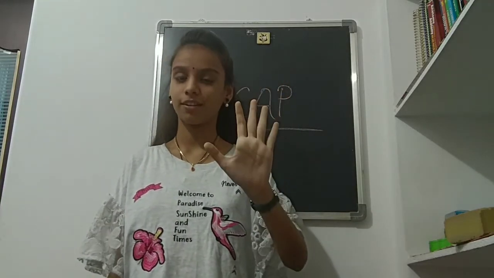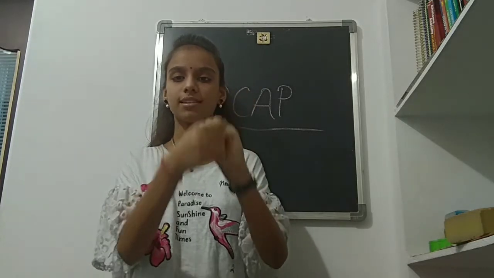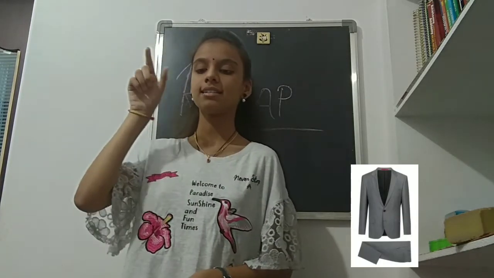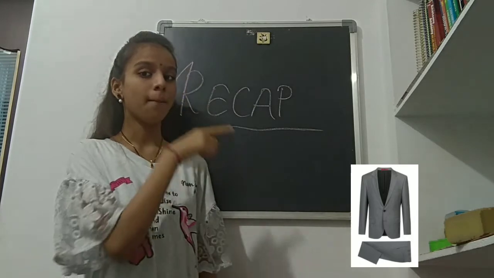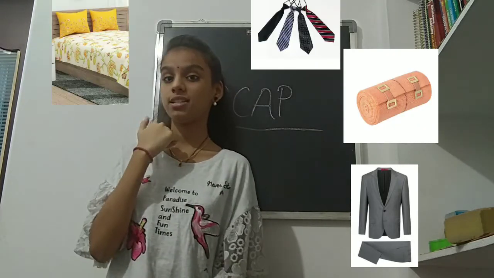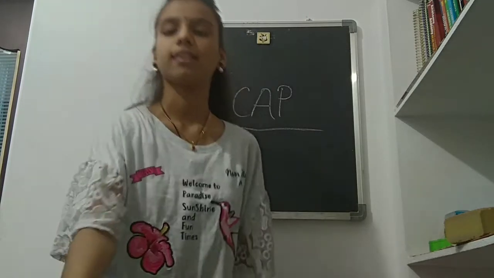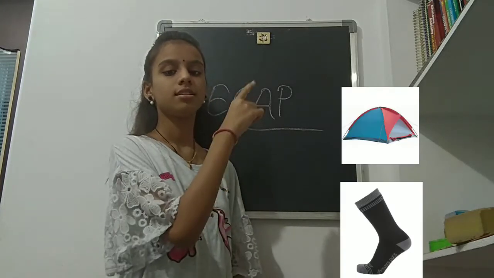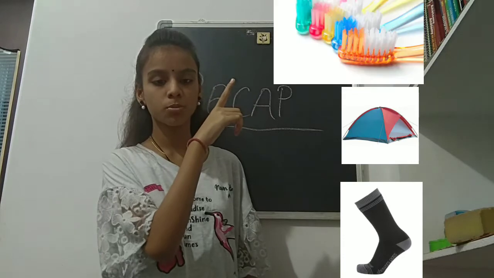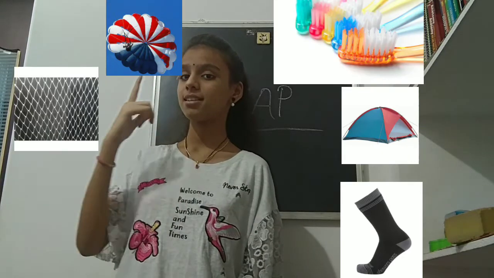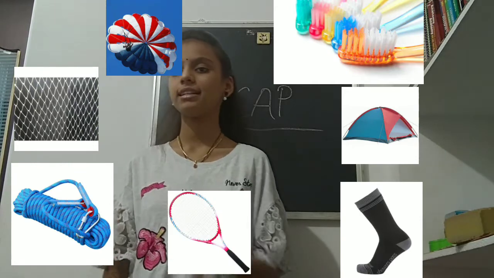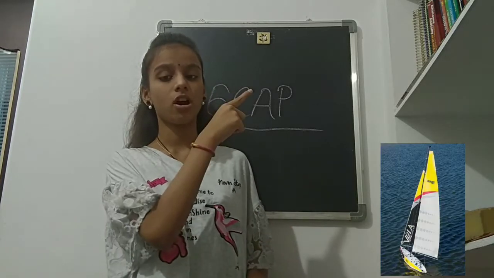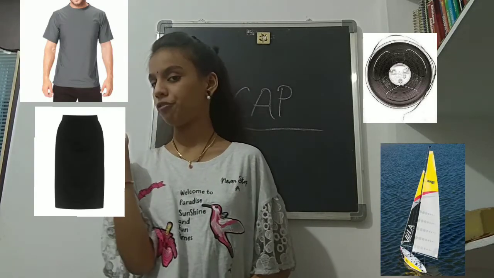Five types of synthetic fibers: rayon, nylon, polyester, acrylic, spandex. First, rayon. Examples of rayon are suits, bandages, ties, bed sheets, curtains. Okay, next, nylon. Examples: socks, tents, toothbrush bristles, parachutes, fishing nets, climbing ropes, racket strings. Polyester: lightweight silks, magnetic recording tapes, shirts, skirts, formal suits.